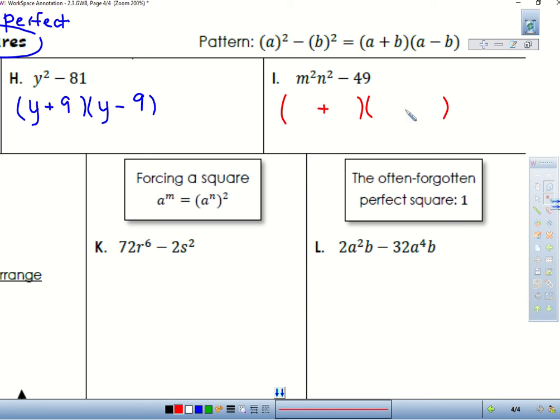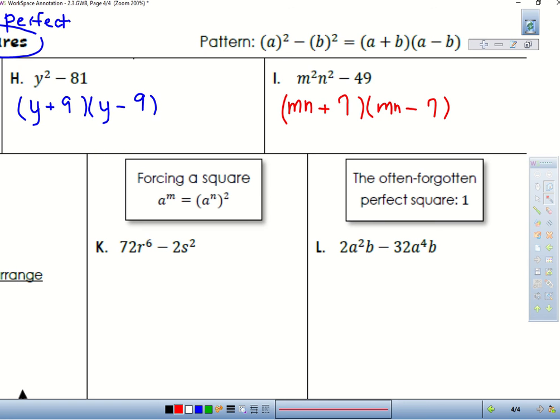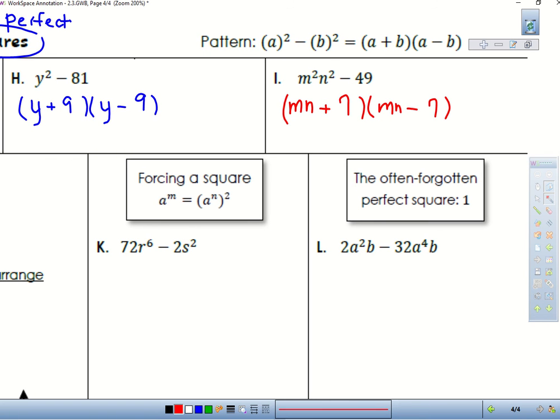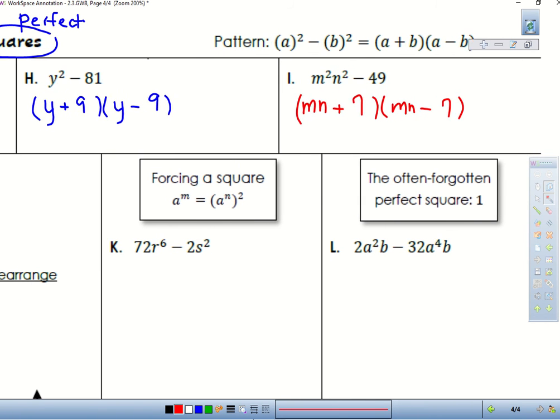What is the square root of m squared n squared? Mn. And what is the square root of 49? Good. Not too bad, right? Pretty easy? Okay. So now we'll talk about a few more complex versions of these types of problems.